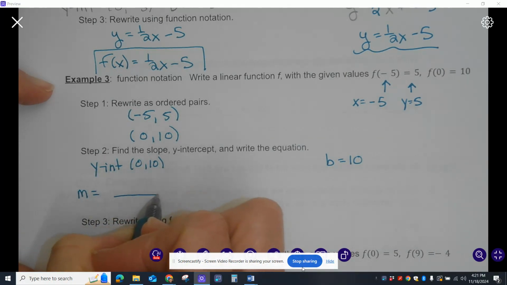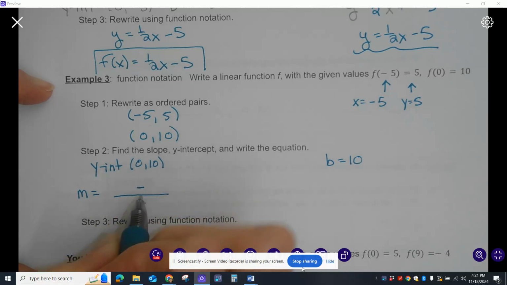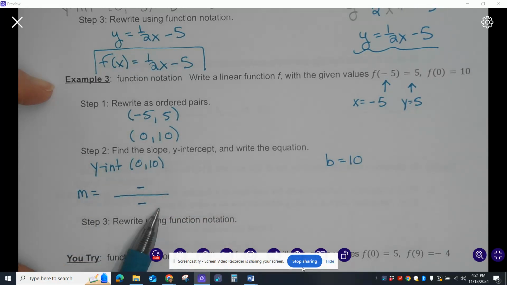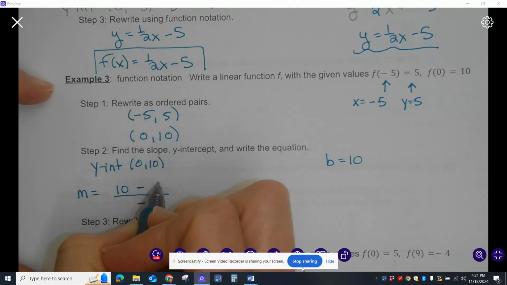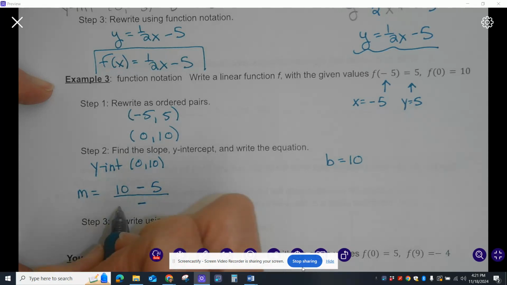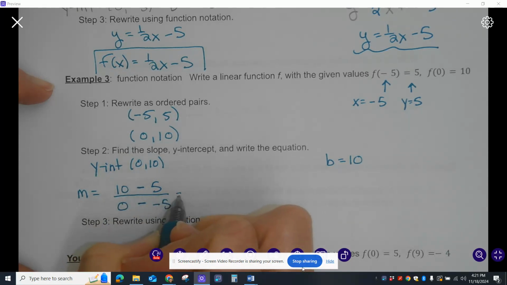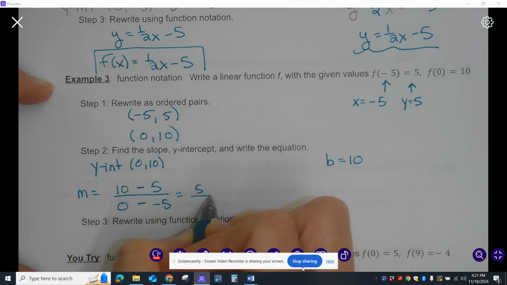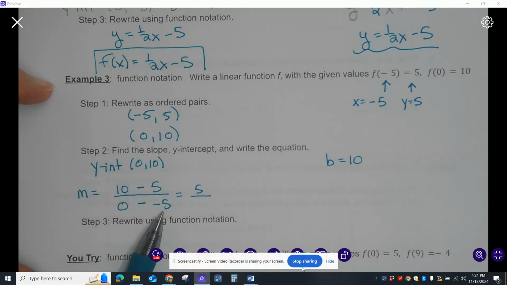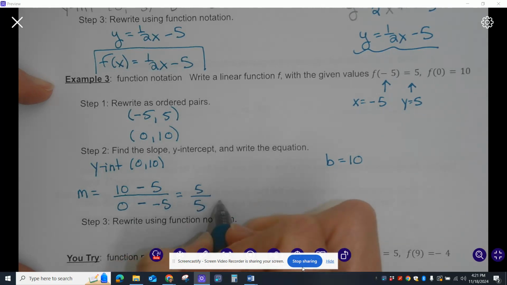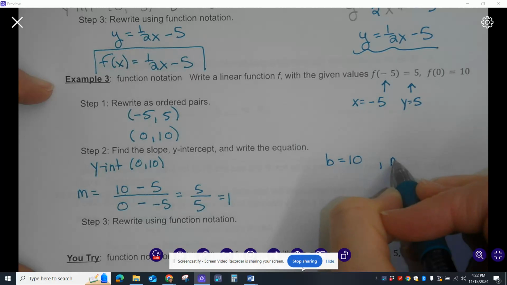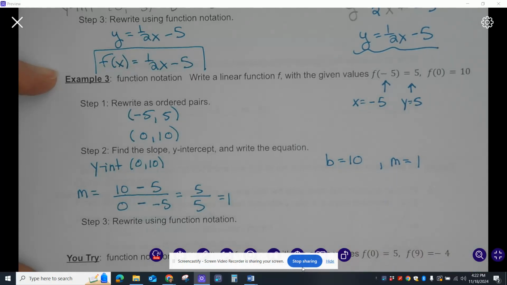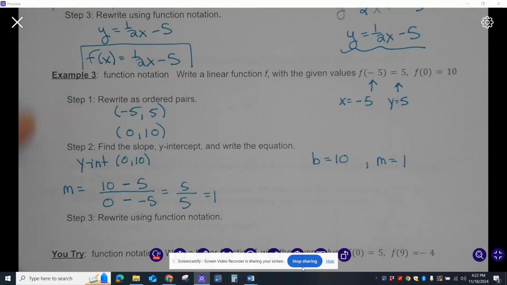So slope is a fraction, rise over run, y2 minus y1 over x2 minus x1. These are my y's, those are going to go on the top. These are my x's, those are going to go on the bottom. 10 minus 5 is 5. Remember, minusing a negative is the same as adding, so this is actually 0 plus 5, which is 5. 5 divided by 5 is 1. So m equals 1.